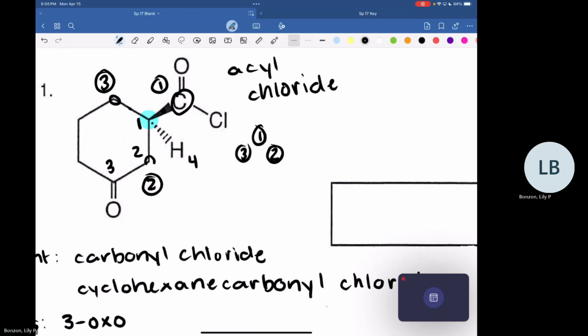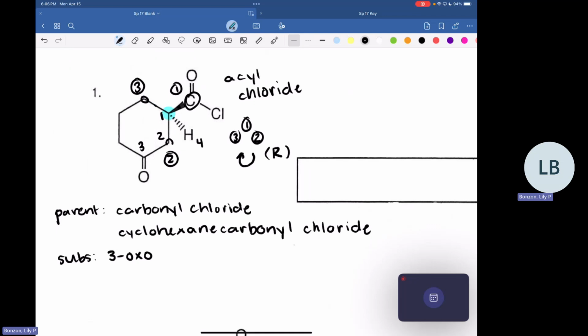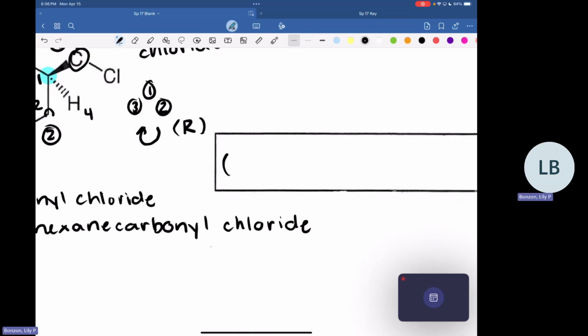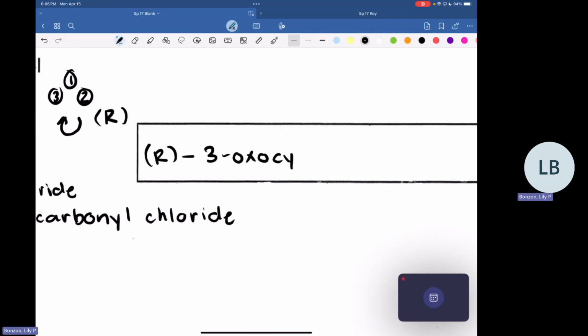And then if we go around the circle, we've got R. Our lowest priority group is on the dash, so we don't need to change it. We can just keep it as R. And that's going to be everything we need for this first one. So we've got R, and then we've got our substituent, 3-oxo. And then we've got cyclohexane carbonyl chloride.